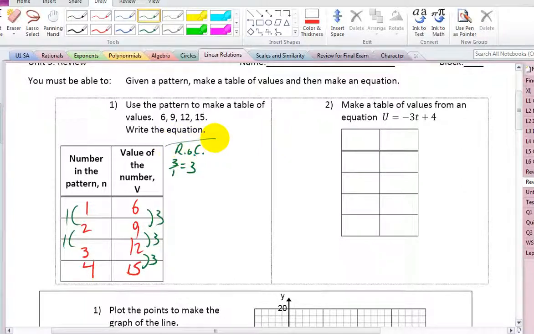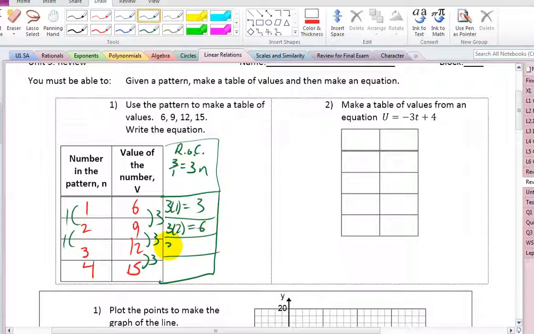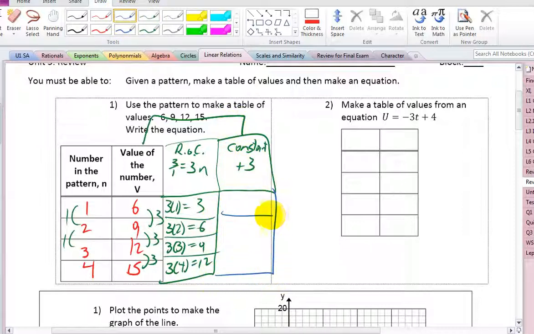So your rate of change would be 3 over 1, which is 3. Now we multiply that by the input n. So for this column, you should have 3 times 1 equals 3, 3 times 2 equals 6, 3 times 3 equals 9, and 3 times 4 equals 12. Then you have to decide what your constant should be so you can get back to the output column. It looks like you need to add 3 each time. So I will do that and make sure it works.